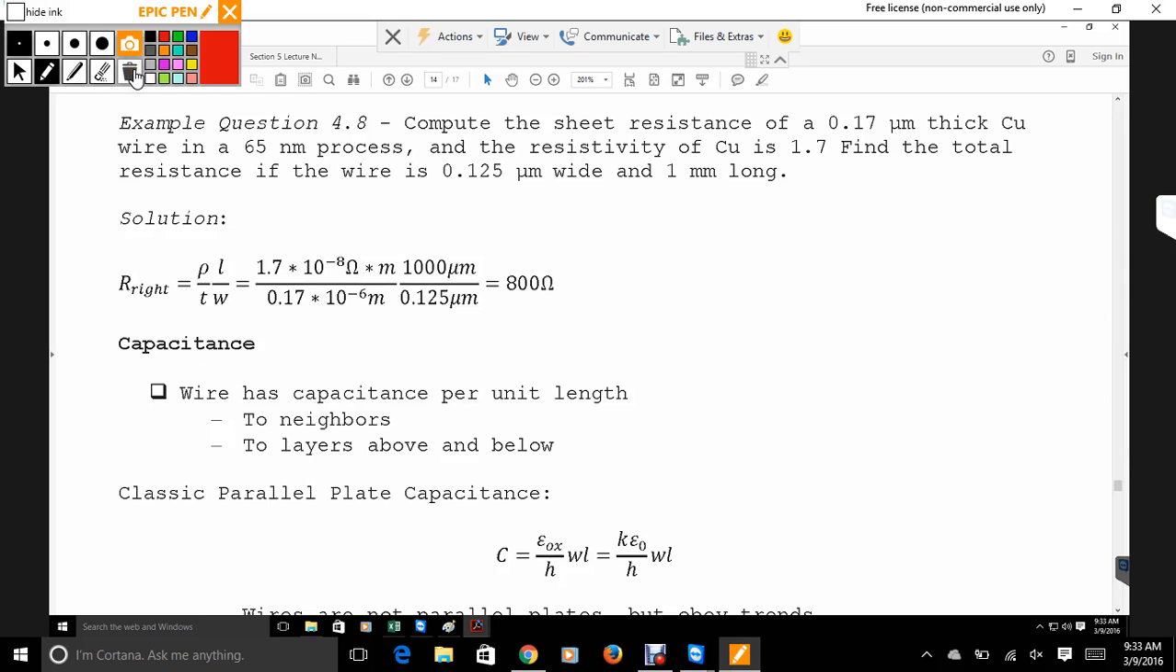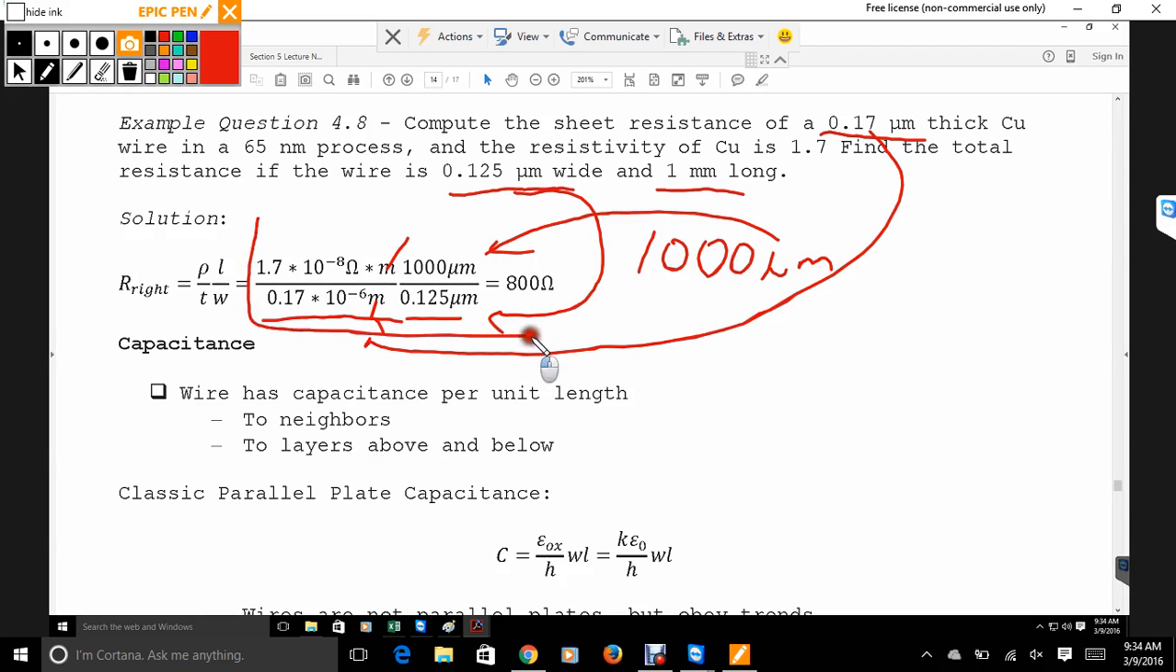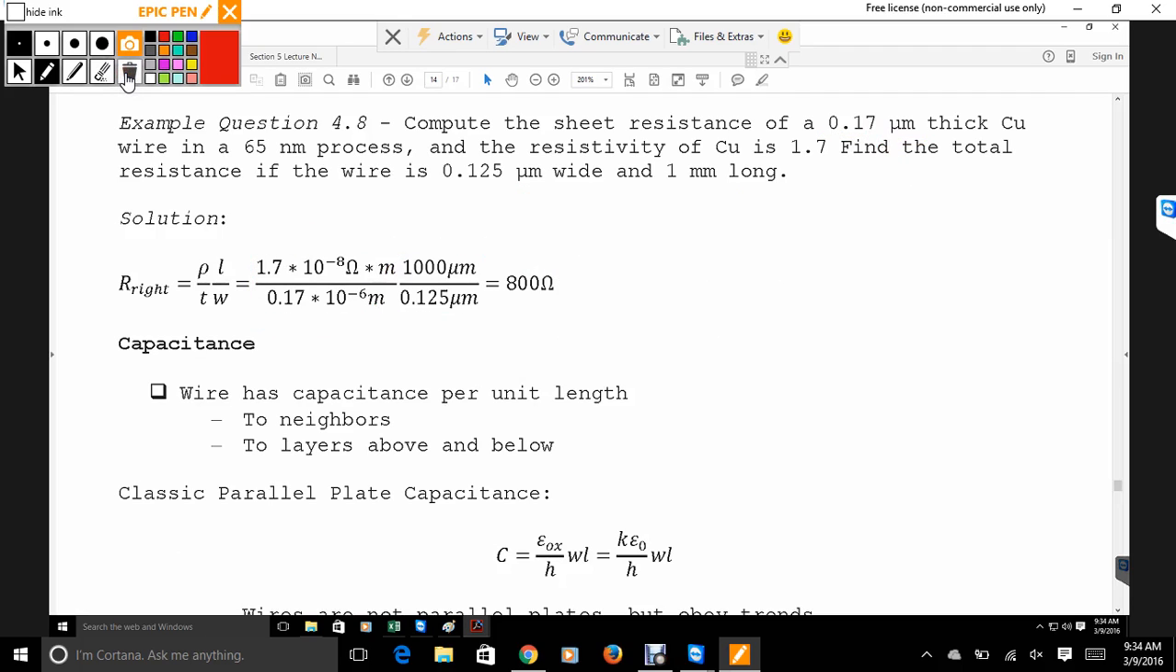And then 0.17 times 10 to the negative 6 meters is just this value here, the thickness of the copper. So now the meters go away. We have 0.125 micrometers and 1 millimeter. 1 millimeter is actually 1,000 micrometers. We plug that into a calculator, and we get 800 ohms.